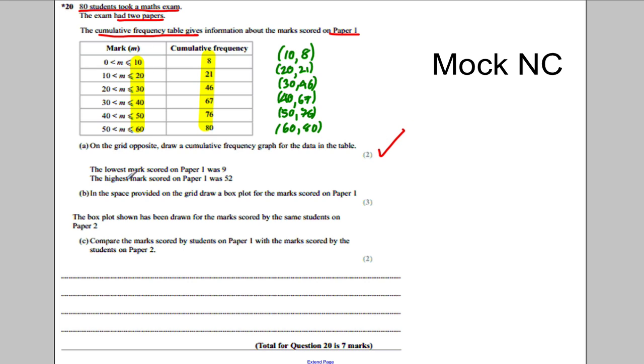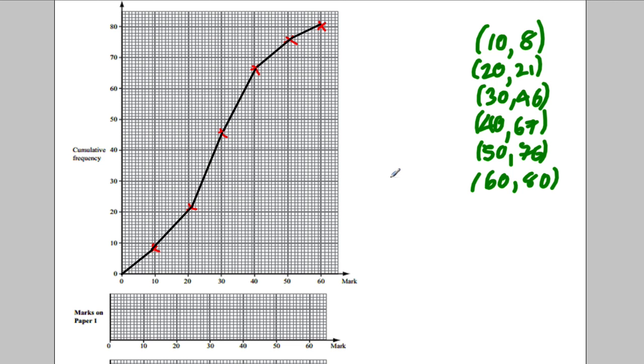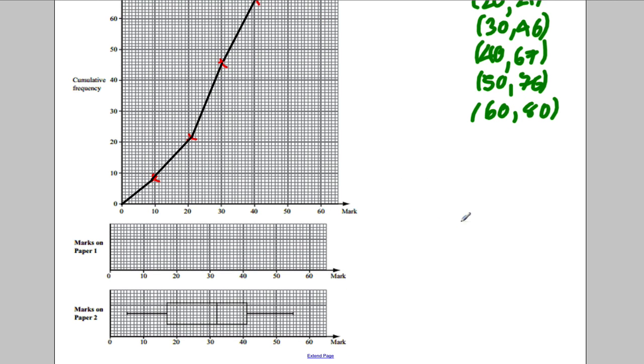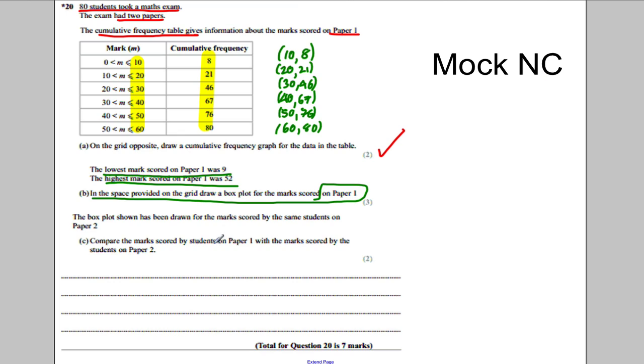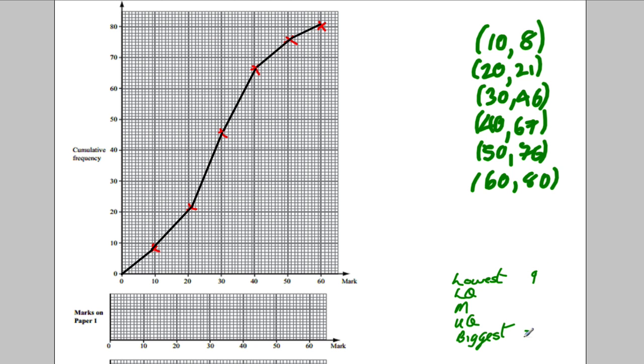Now, then they tell us that the lowest mark on paper 1 was 9, the highest mark was 52. In the space provided, draw the box plot for paper 1. So we're going to go over here. We've got a space provided for the box plot for paper 1. What do we need? We need the lowest. We need the lower quartile. We need the median. We need the upper quartile. And we need the biggest. Now, what data do we have? We're told the lowest was 9 and the biggest was 52. So the lowest was 9 and the biggest was 52. We don't have any of these here, but we can use the graph.